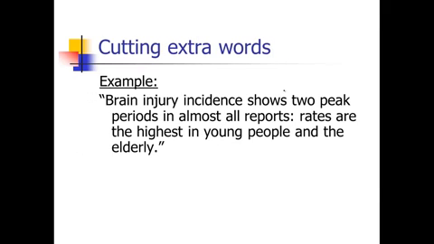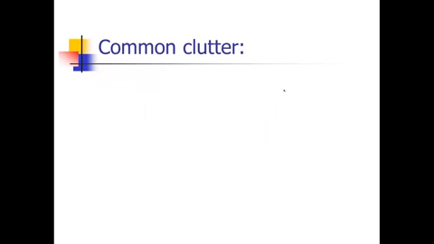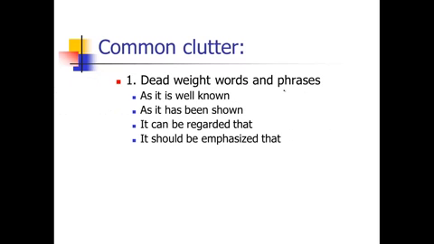So here's an example. Here's a perfectly good sentence. Brain injury incidence shows 2 peak periods in almost all reports. Rates are the highest in young people and the elderly. But compare that to the following, which has a lot more punch. Brain injury incidence peaks in the young and the elderly. See how much crisper, how much more power that second sentence has when we get rid of all the extra extraneous, unnecessary words. So here's sources of common clutter that you should be on the lookout for.